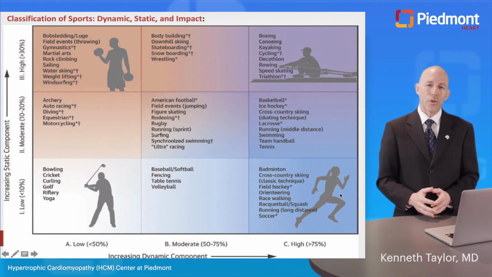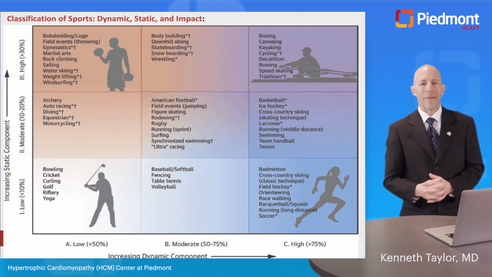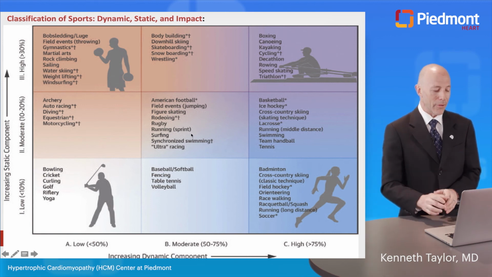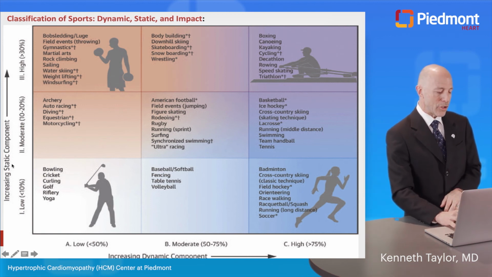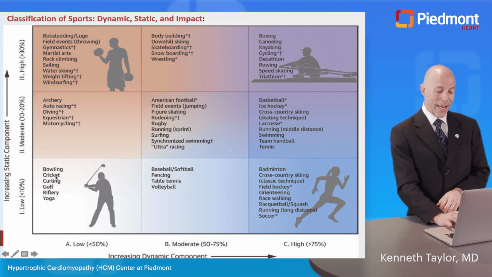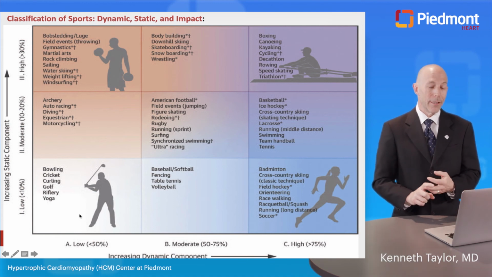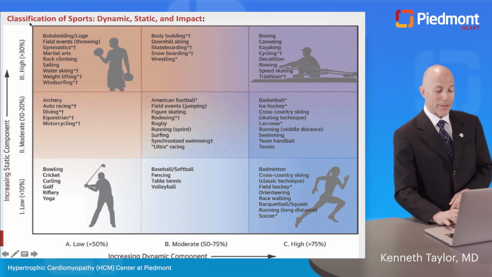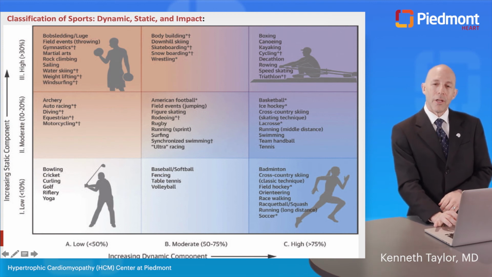The guidelines will say that if you have hypertrophic cardiomyopathy, you should be doing only low impact athletics. And this is a graph showing static component and dynamic component. Basically, if you have hypertrophic cardiomyopathy, you go in this bucket, which allows you to bowl, play cricket, curl, play golf, do riflery or yoga. And so all these other athletics are kind of knocked out in the guidelines.